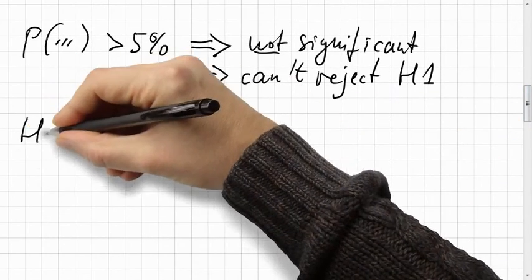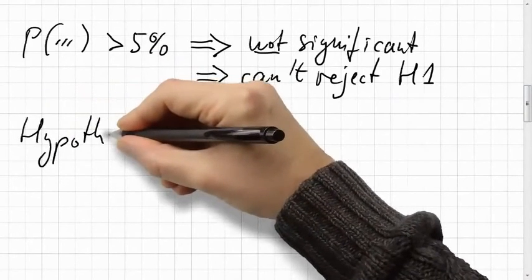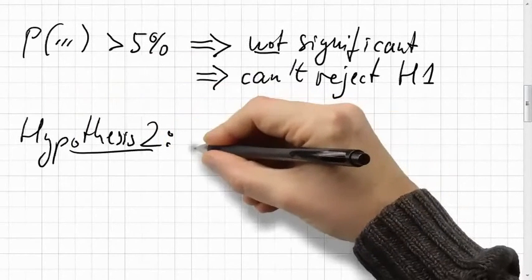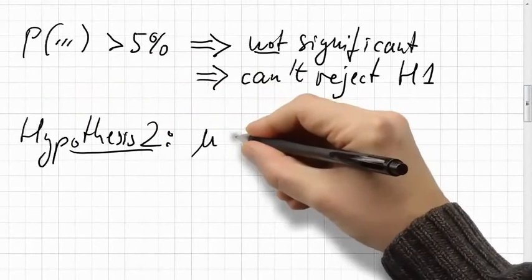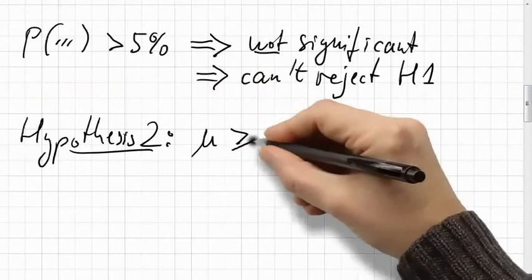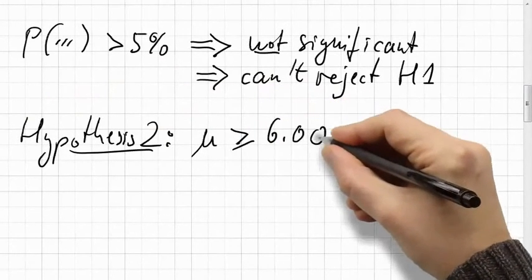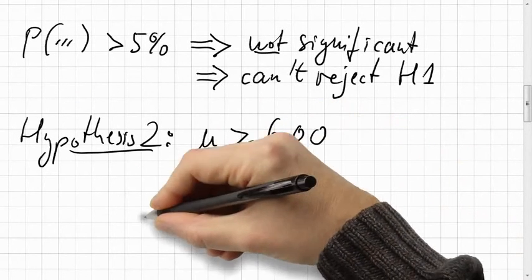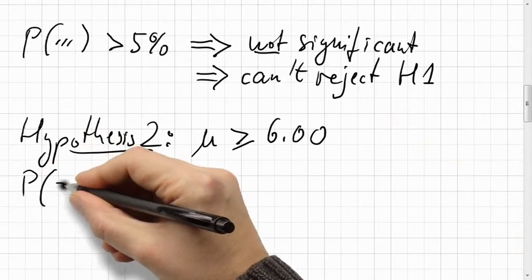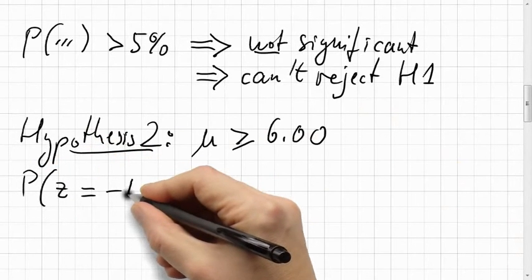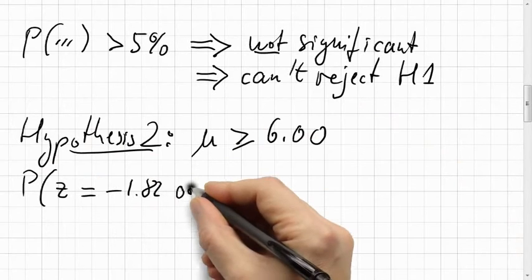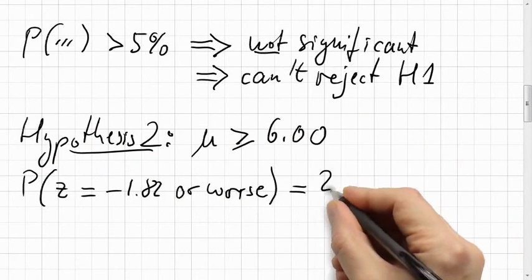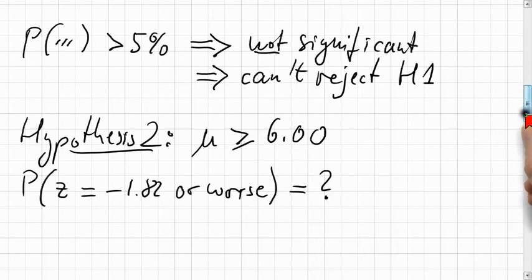Let's try a second hypothesis. Maybe we have more luck here. And this hypothesis says the expected value, mu, is larger than or equal to 6.00. So the equal sign has changed to a larger than or equal. The approach is the same. Let's compute the probability of z being minus 1.82 or worse. But the meaning of worse has changed in a subtle manner, because the distribution now is different.